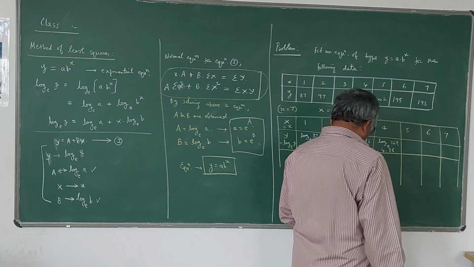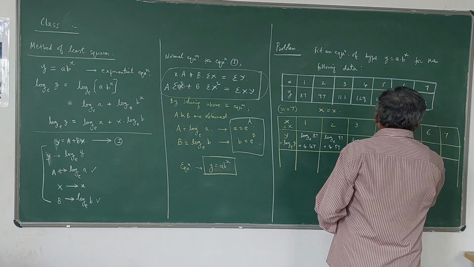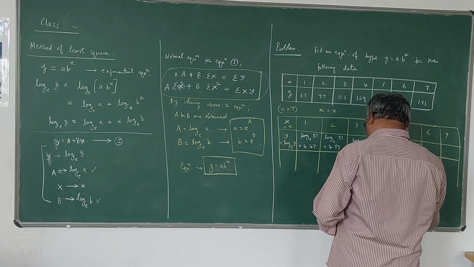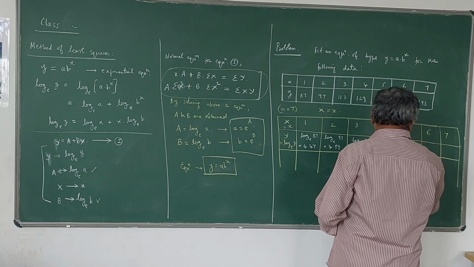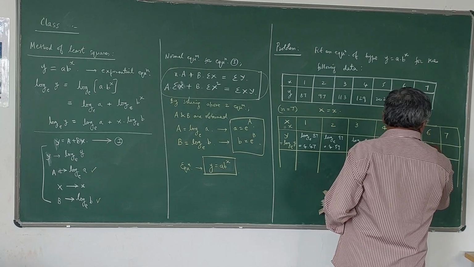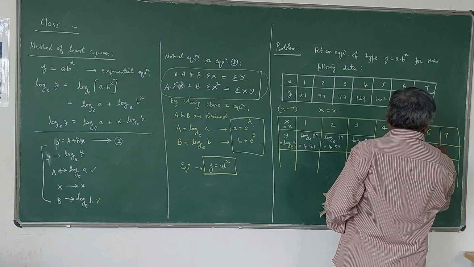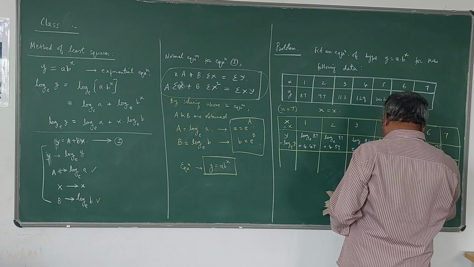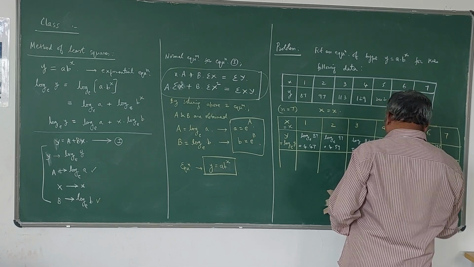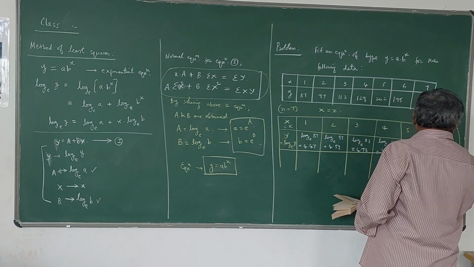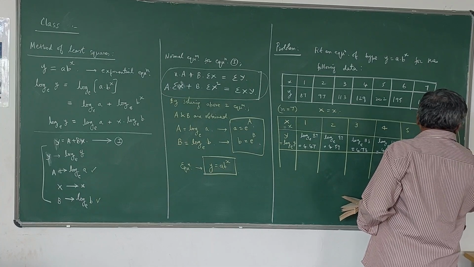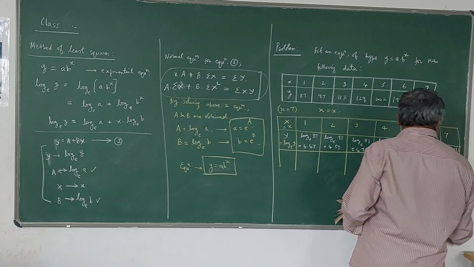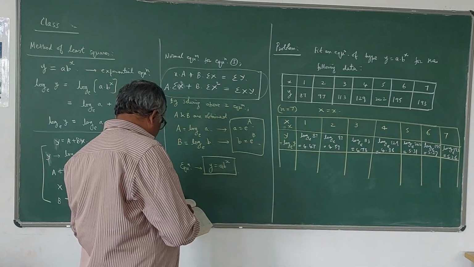Then when x is equal to 5, capital Y is log 202 to the base e, which is 5.31. Then when x is equal to 6, y is log 195 to the base e, which is 5.27. And when x is equal to 7, y is log 193 to the base e, which is 5.26. So these are the values of capital Y.